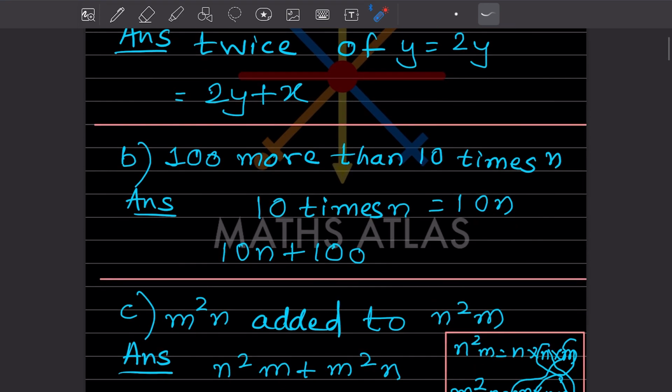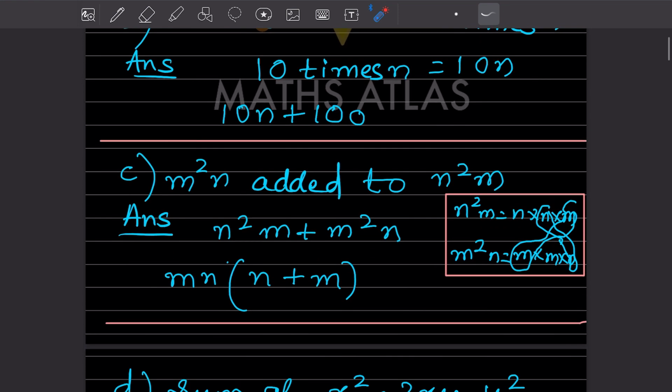Then, 100 more than 10 times n. 10 times n means times is multiplication. Okay. So that is going to be 10n. Okay, and 100 is more than 10 times n. So what are you going to write here? More than 10 times n means plus 100. So you will write 10n plus 100.